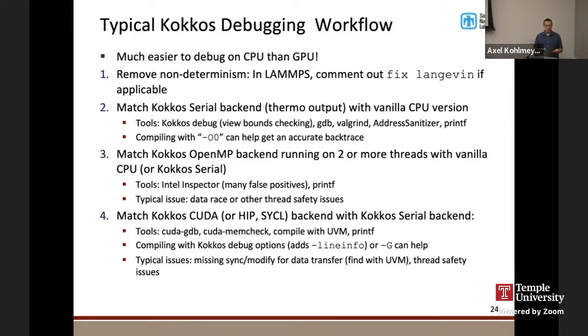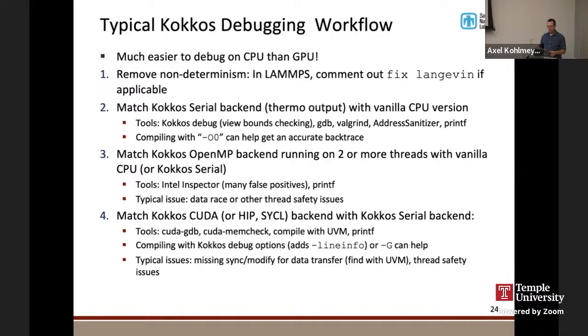And you can just use regular CPU debugging tools like GDB, Valgrind, address sanitizer, because Kokkos serial is really just CPU C++ code. And when all else fails, throw in some printfs. Assuming you have this working version of vanilla LAMMPS CPU, then you can just use printfs and look at the values and see where they diverge. You can also compile with less optimization, like -O0, that will help with getting accurate backtraces in GDB or Valgrind or address sanitizer.